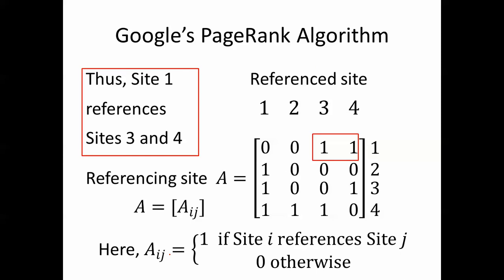Thus, site 1, okay, this is 1, 2, 3, 4. Site 1 references both sites 3 and 4. Okay, it does not cite itself, of course, and site 1 does not cite 2.